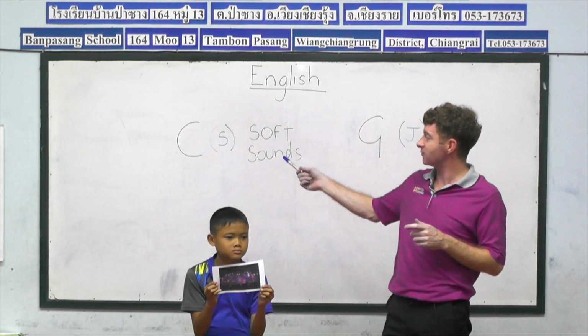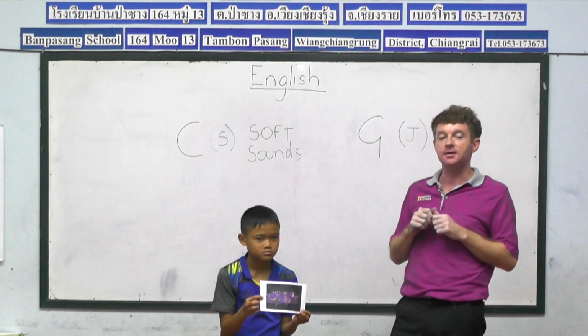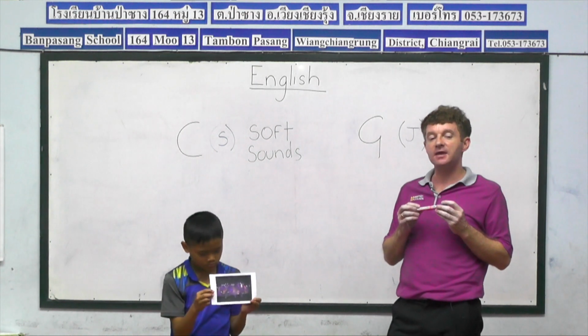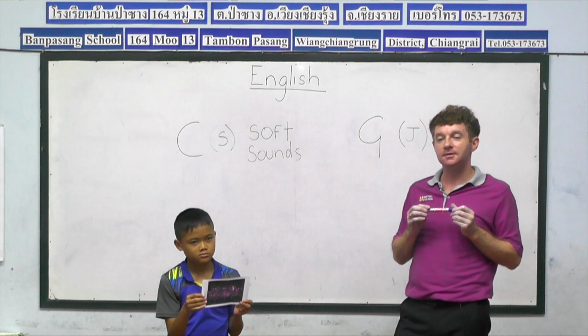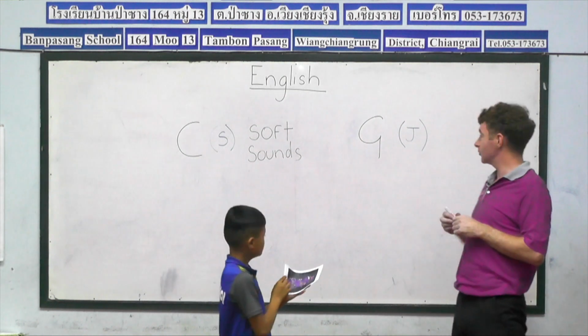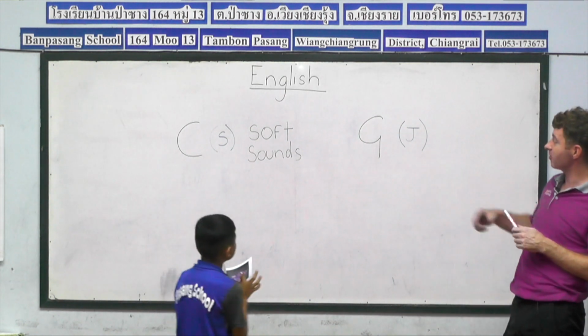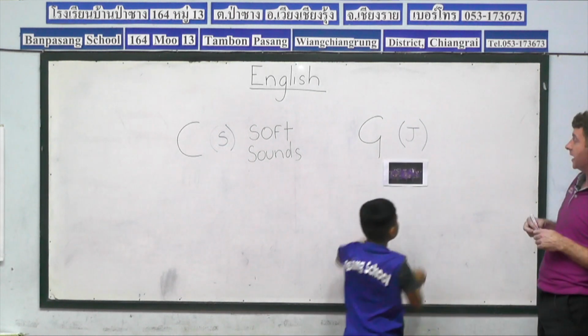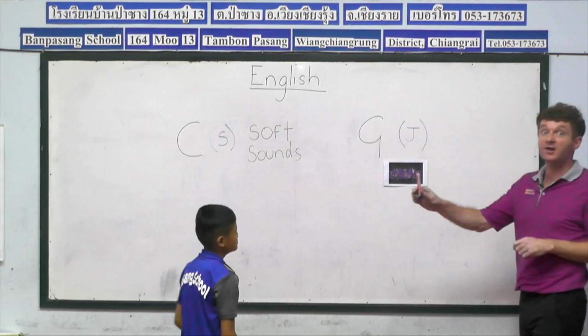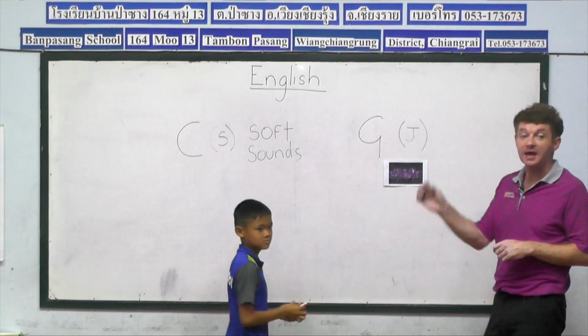Is it a soft C sound or a soft G? What letter do we think it contains? C or G? G. Excellent. So, Chu, if you can place it into the correct column on the board here, yes. And then we can help Chu to spell the word stage underneath.